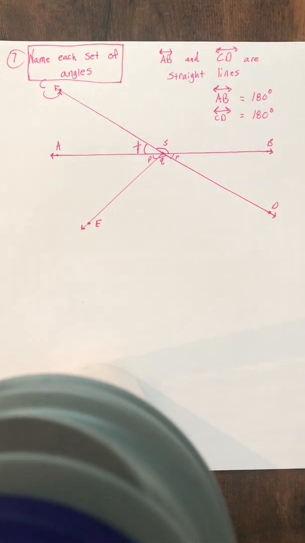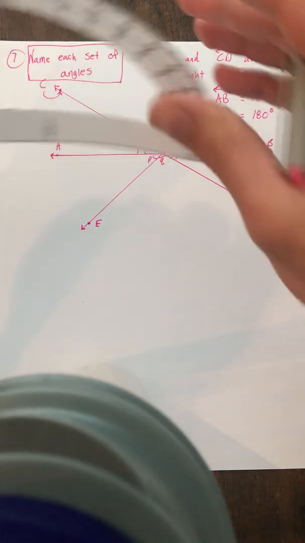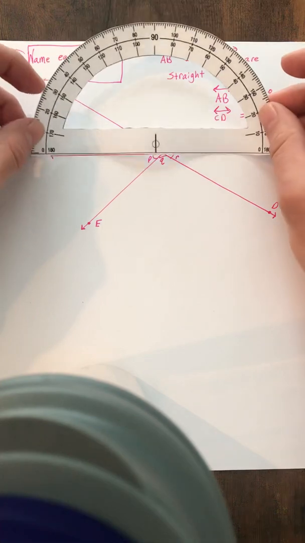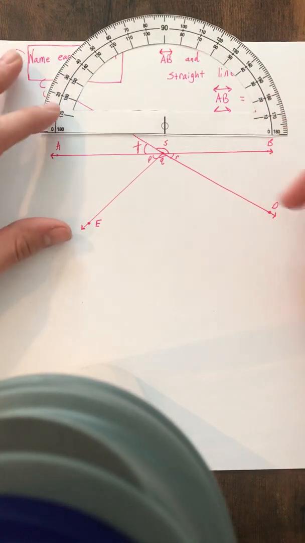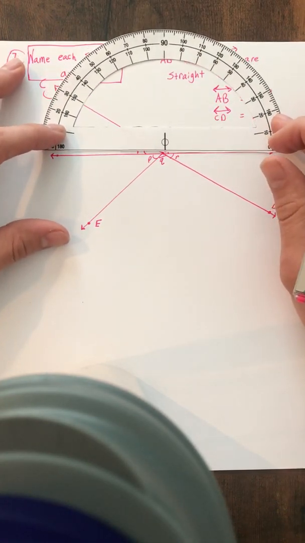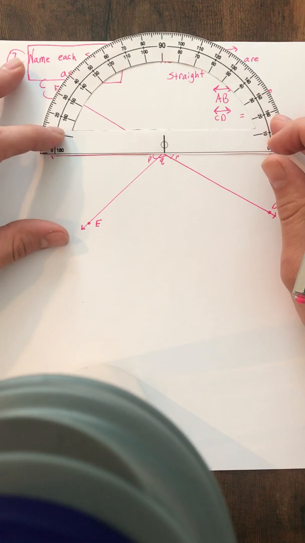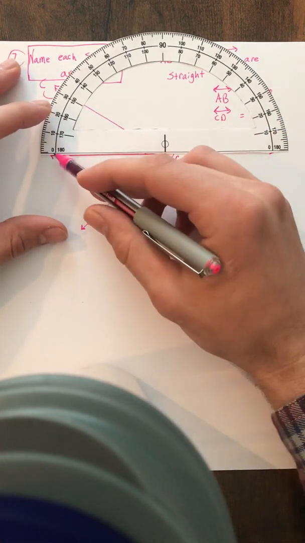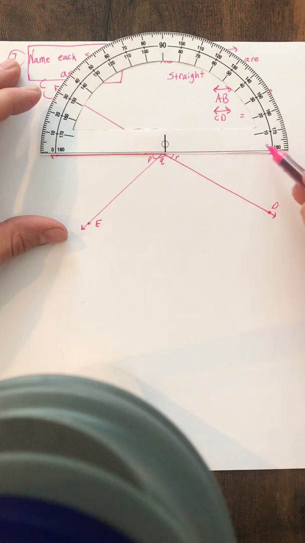To find the angles, we first need to understand and recognize that line AB and line CD are straight lines. And if they are straight lines, then the sum of all of the angles on their line is always going to equal 180 degrees. If I look at my protractor here, I put it down over line AB, and I see that the line is 180 degrees across.